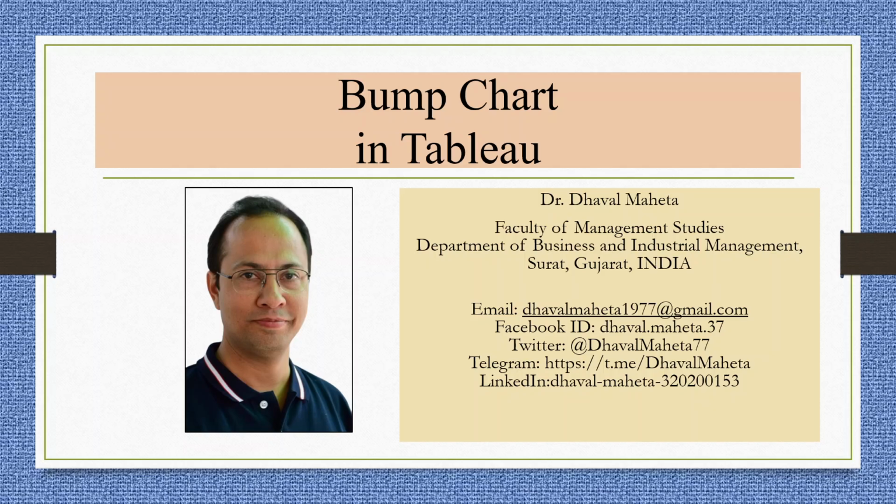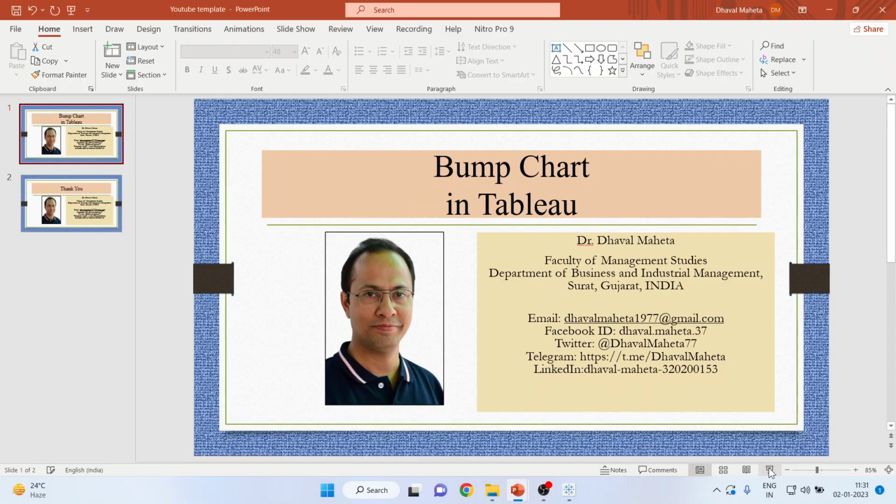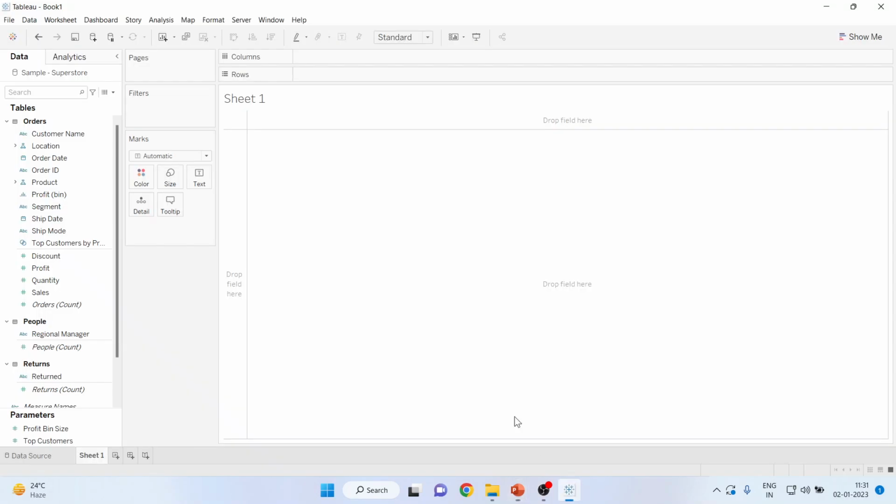This is Dr. Dhaval Maheta, and today we are going to understand how to generate a bump chart in Tableau. So for this, we'll go to the Tableau environment. In Tableau, variables are divided into two sections. The first part consists of dimensions. Basically, dimensions are categorical variables, and this is measures. Measures are continuous variables. I'll drag and drop order date into the columns.